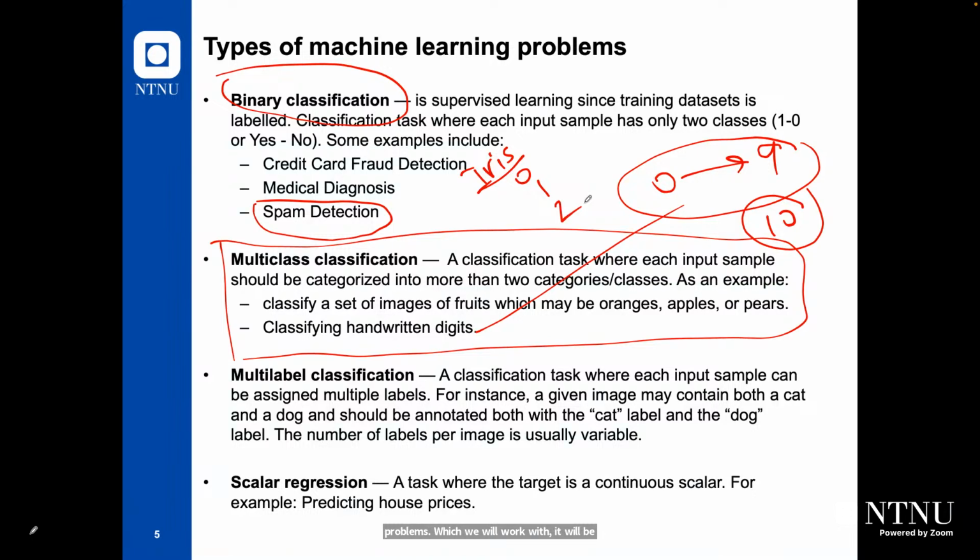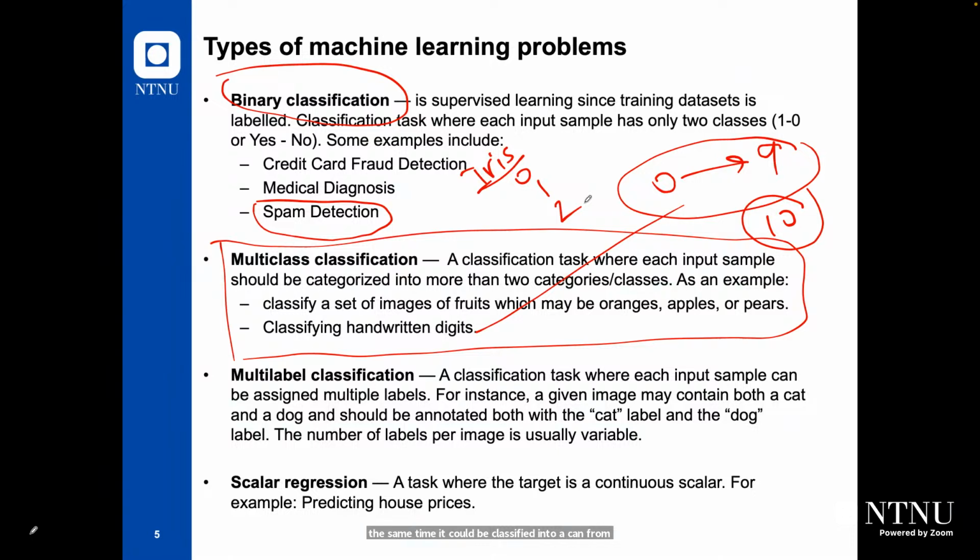Also, there is another problem, which is multi-label classification. It's not multi-class, but multi-label, which means a classification task where each input sample can be assigned multiple labels. For instance, a given image may contain both a cat and a dog, and it should be annotated with both the cat label and the dog label. The number of labels per image is usually variable. Maybe you have some object which can be classified into two labels or more at the same time, right? So in this case, it will be multi-label classification. It could be classified as dog, and at the same time, as cat, for example.